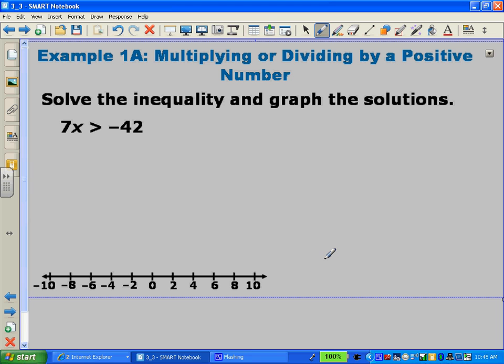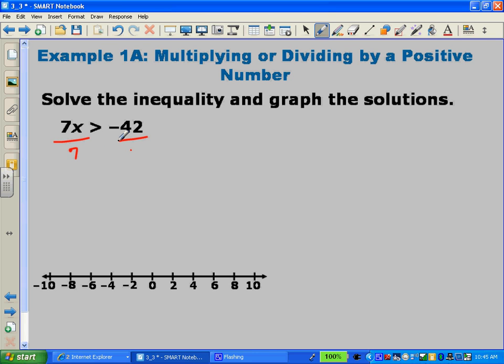We have 7x is greater than negative 42. So this is 7 times x, so to solve that I have to divide by 7. Whatever I do to one side, I have to do to the other. So then I have x is greater than, this is a negative divided by a positive, so it has to be negative 6. On my graph, I go to negative 6. I have an open circle because it's just greater than, and to the right. And that would be it for that one.